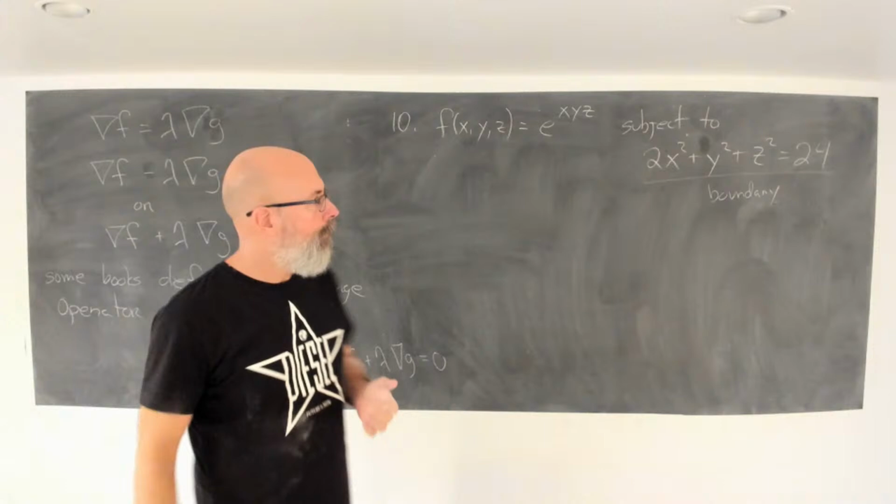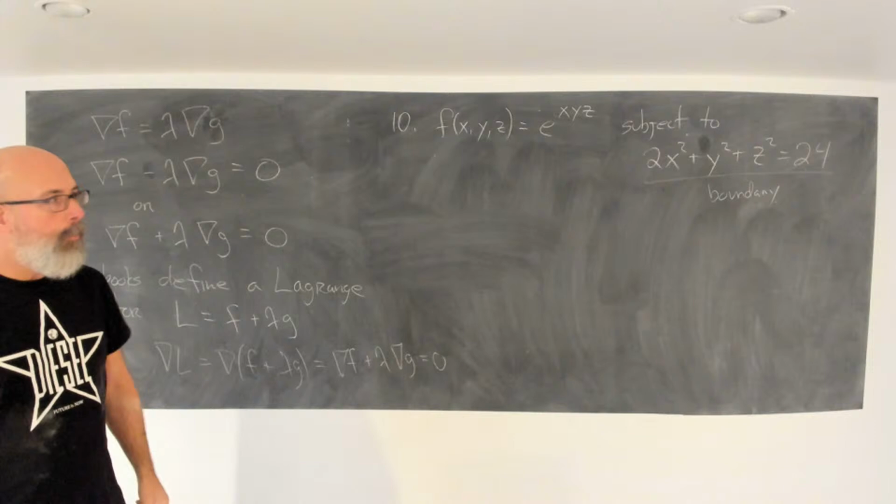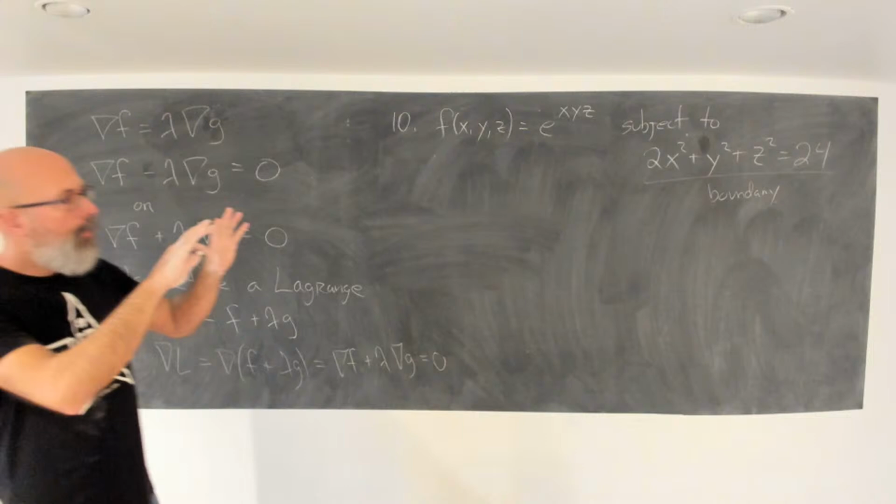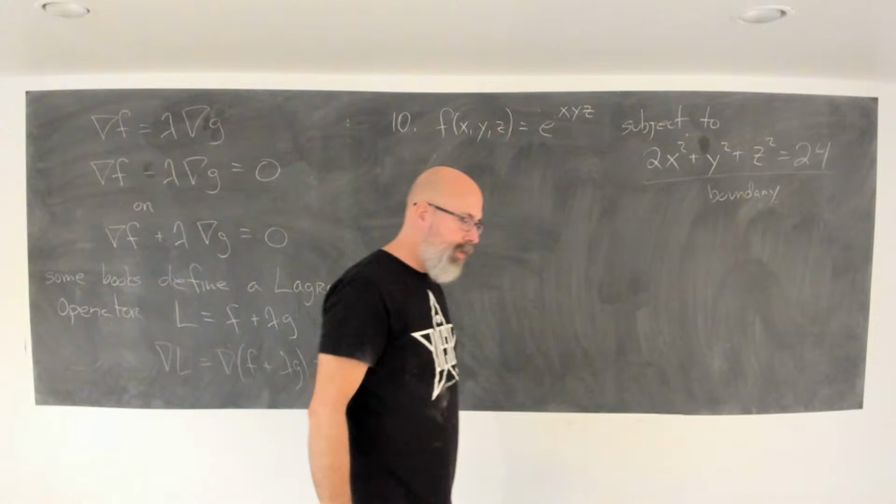That's the idea. So that's the relationship between what we were doing before and now, right? So this is the restricting to the boundary part. This Lagrange multipliers business can be used to restrict your function to the boundary.